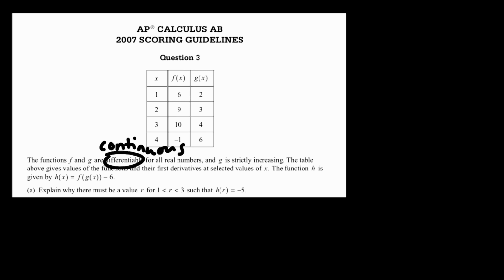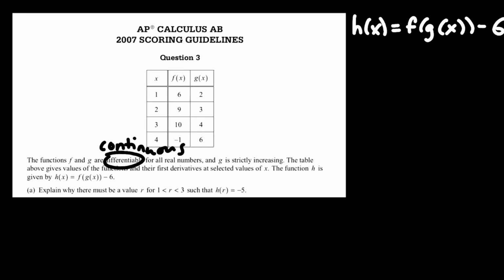The table above gives values of the functions and their first derivatives at selected values of x. The function h is given by h of x equals f of g of x minus 6. So when the question gives me a new function, like h of x, I always like to rewrite it up here. This is just preference, but it becomes a little easier for me to work with it from there.